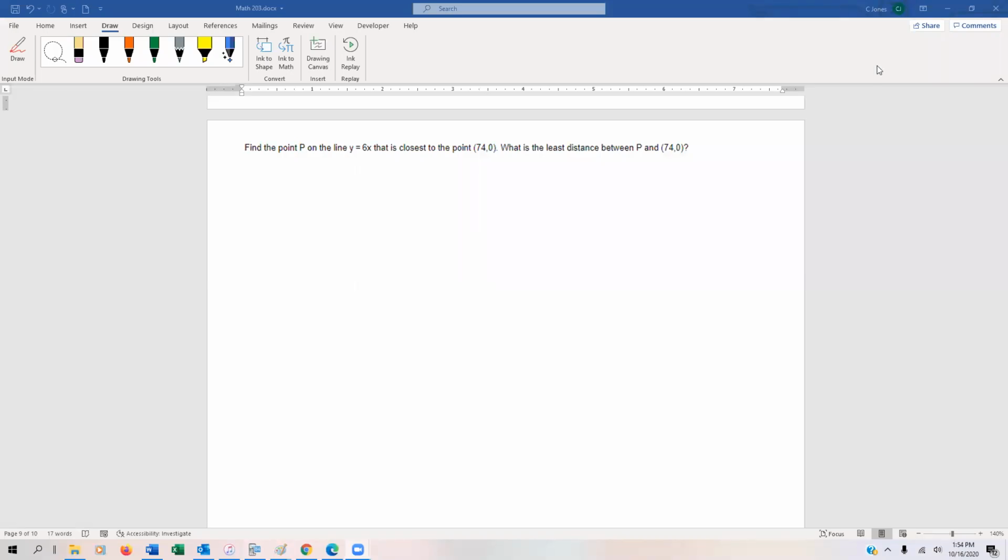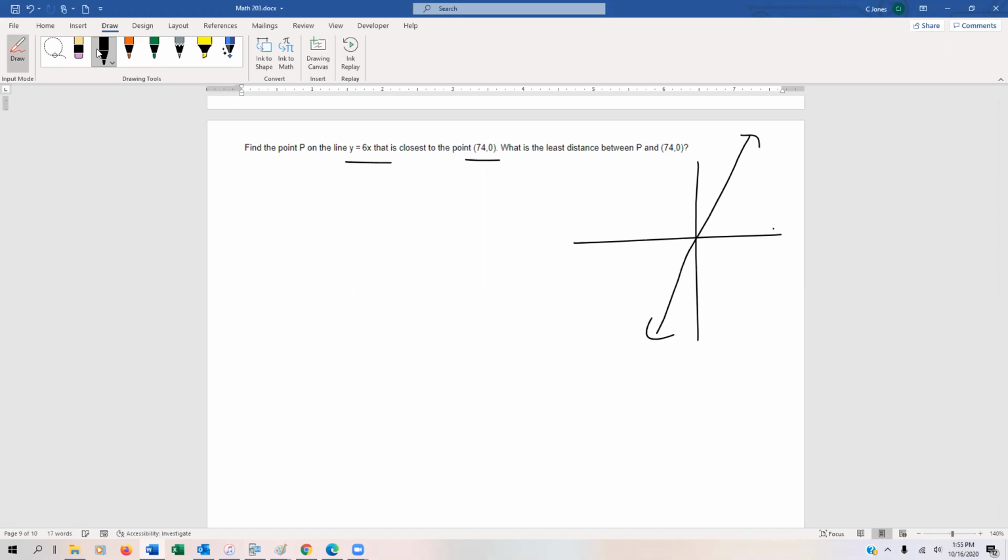One last example that we're going to take a look at of being able to minimize distance. So we have this line y equals 6x, and we have a point (74, 0). And we want to find the least distance between the point P on the line and (74, 0), just to give you an idea of what we're looking at. So y equals 6x is a really steep line passing through the origin, maybe something like this. And let's just say (74, 0) is way out here.